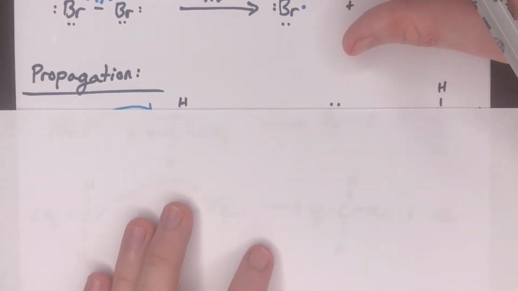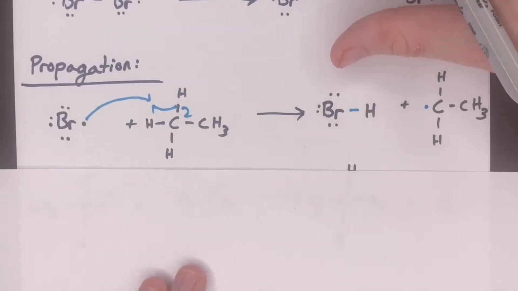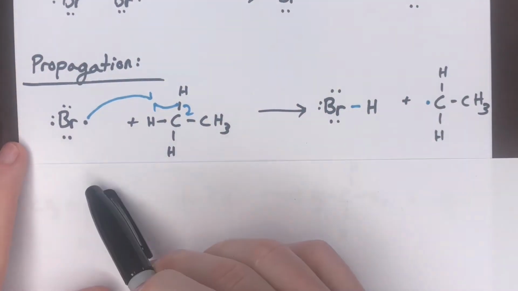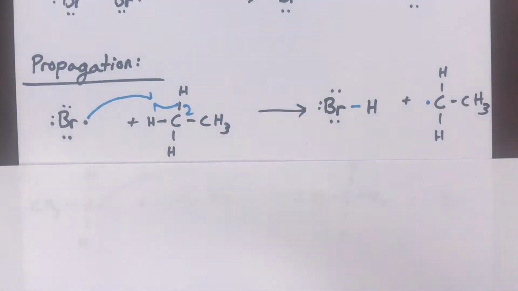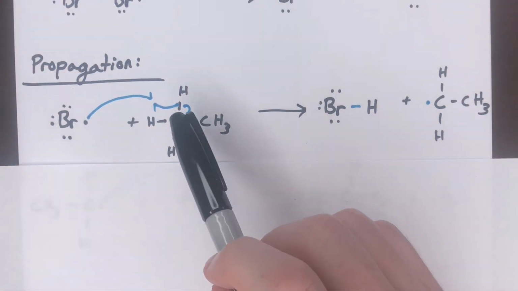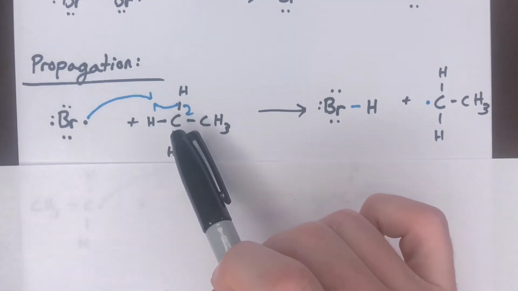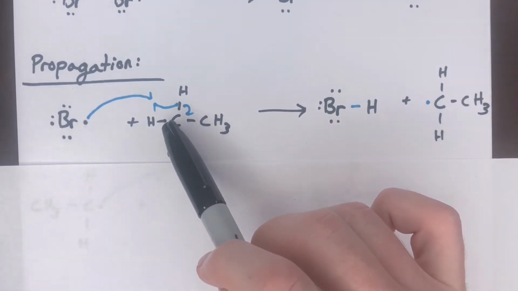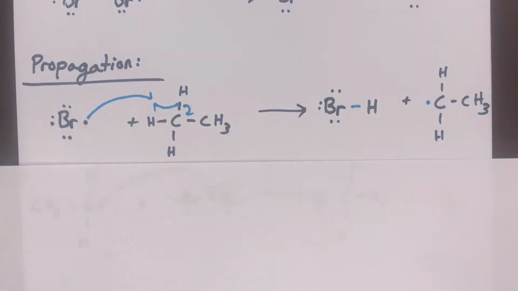One such propagation step is where you take the bromine radical and react it with ethane. Now, this is very important. The carbon-hydrogen bonds are weaker than the carbon-carbon bonds, and we see that in the bond dissociation energy. That is why the carbon-hydrogen bond cleaves as opposed to the carbon-carbon bond.